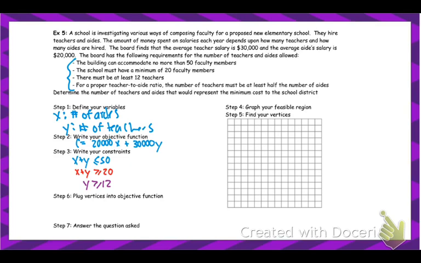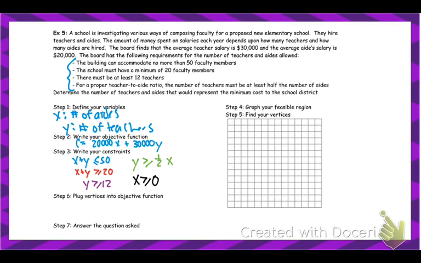Next one, it says the proper teacher to aide ratio: the number of teachers must be at least half the number of aides. So the number of teachers is greater than or equal to half the number of aides. And then finally, there's one criteria that's not listed that's actually going to be very important. We know we have to have at least 12 teachers, but it doesn't give us any minimum on the number of aides. We can't have a negative number of aides, so we need to consider that x has to be greater than or equal to 0.